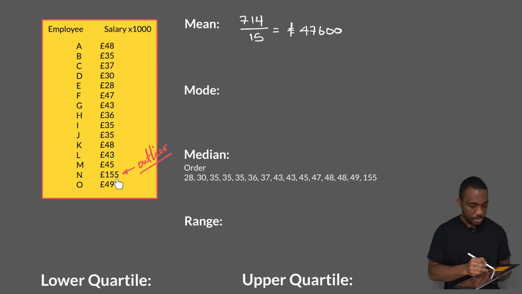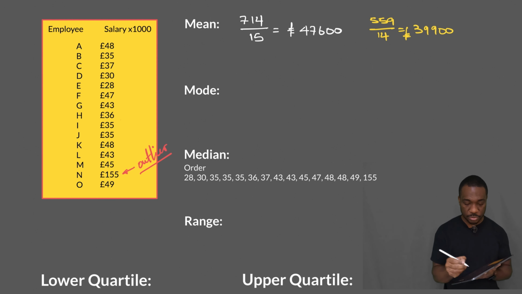So I'm going to remove that 155,000, and no longer will I have 15 data points. I'm going to have 14 this time. Okay, once we get rid of the outlier, we're going to have 559 divided by 14. And now the salary comes down to 39,900, like that. Now let's have a look at the data again and see what happens.